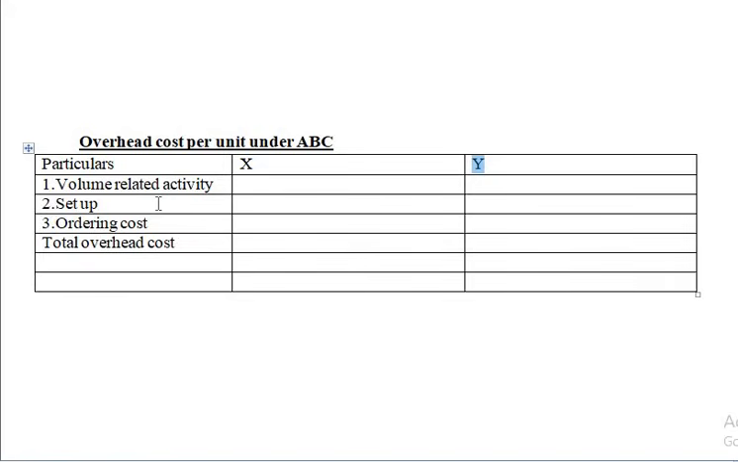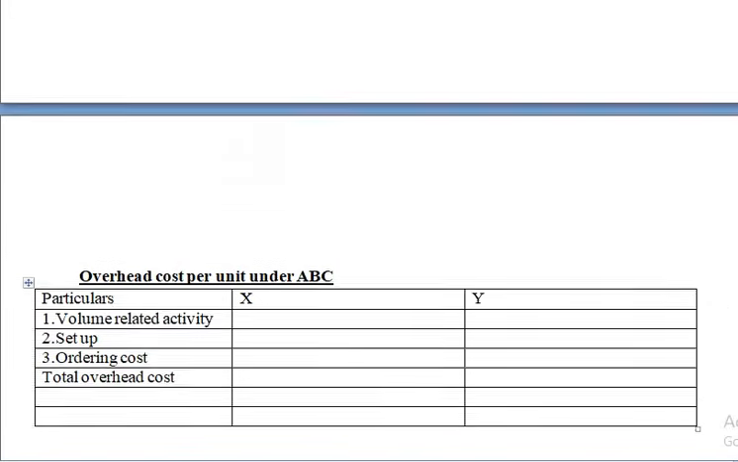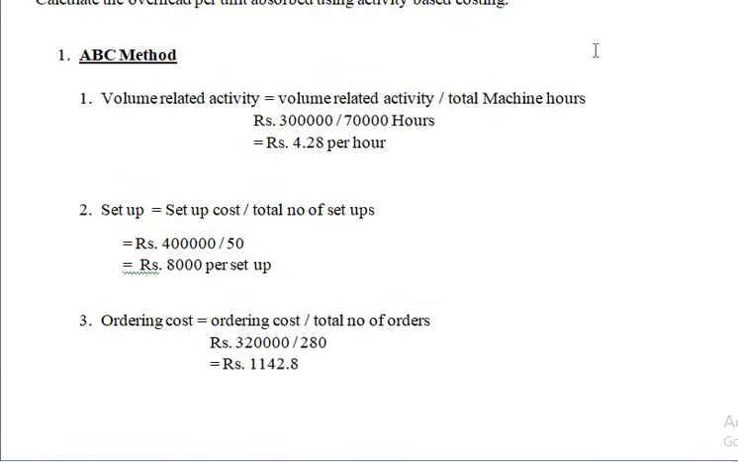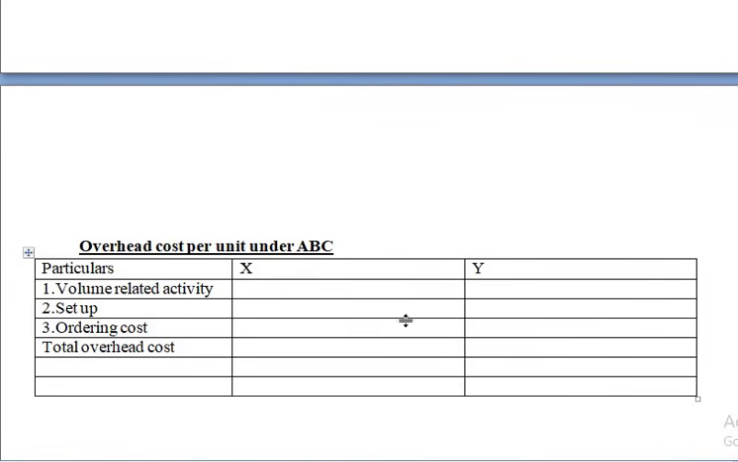So in this problem, there are mainly 3 activities. One is volume related activity, one is setup related activity, one is ordering related activity. So the volume related activity is based on machine hours, because in calculating the driver rates, we have absorbed volume related activity by total number of machine hours. So here volume related activity is based on total number of machine hours.